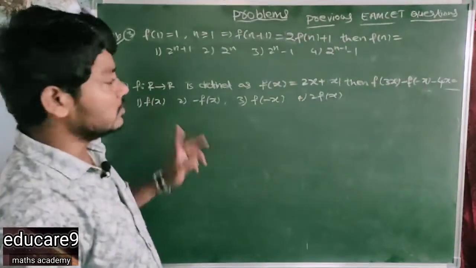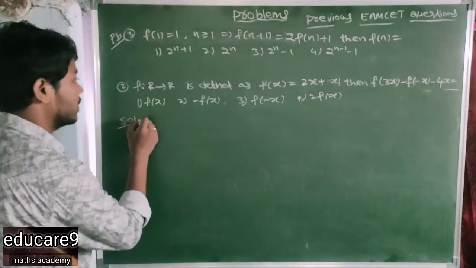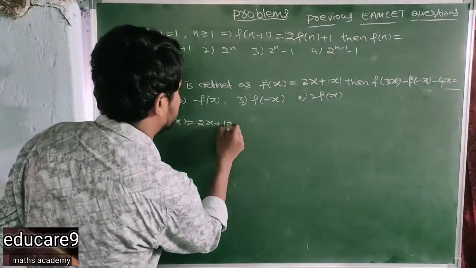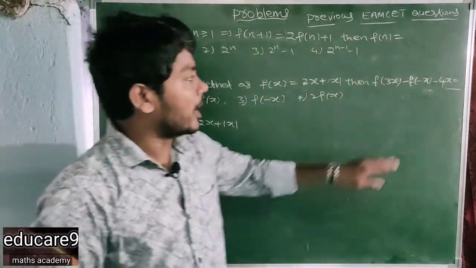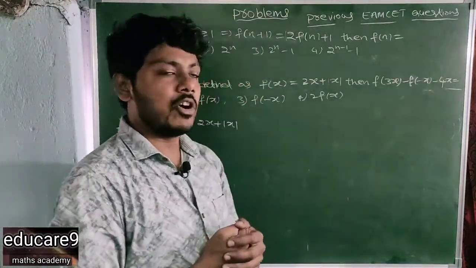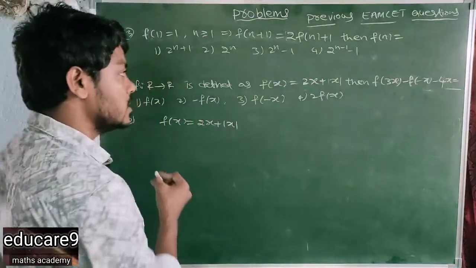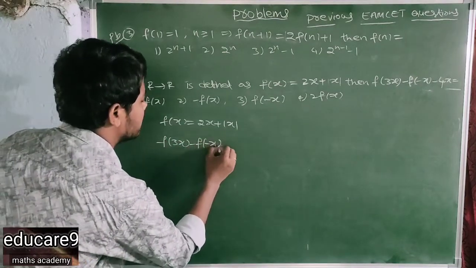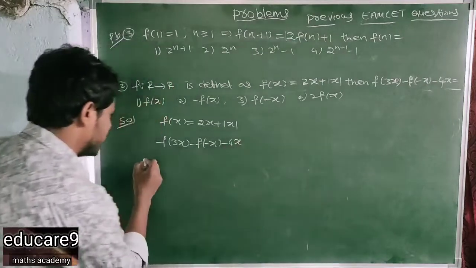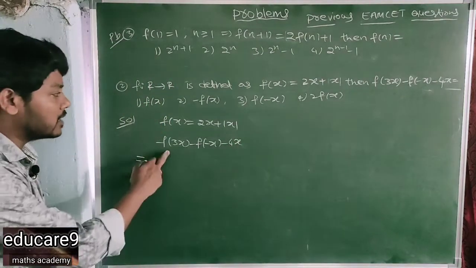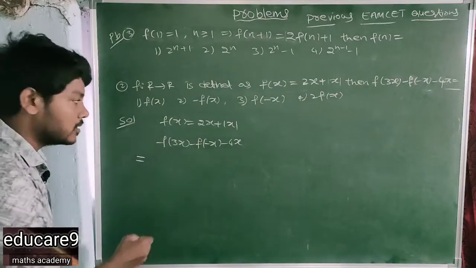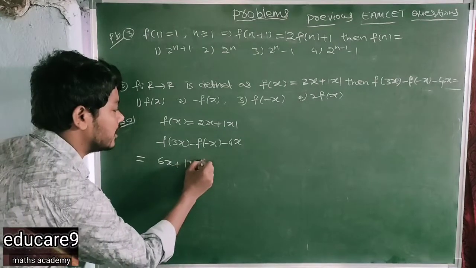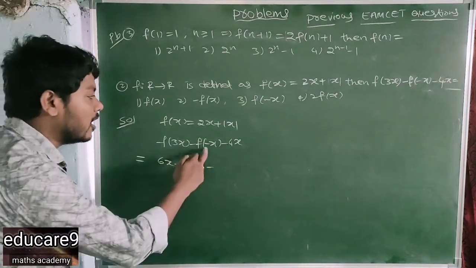So see question number 2. f of x is equal to 2x plus mod x. Then you have to find f of 3x minus f of minus x minus 4x. See here, f of 3x minus f of minus x minus 4x. So what is f of 3x? Replace x by 3x. So what you get? 2 into 3, 6x plus mod 3x minus f of minus x.